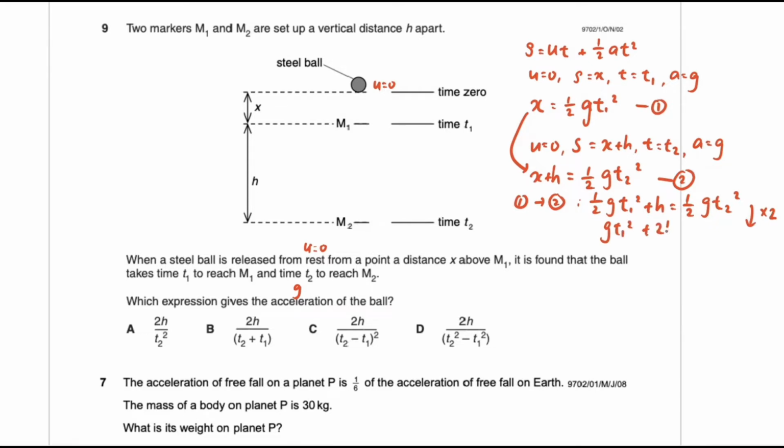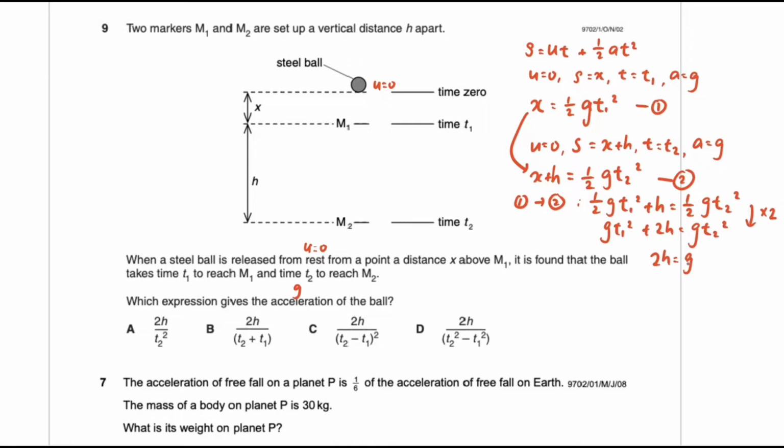GT1 square plus 2H equals GT2 square. So I want to get G in terms of the others. So I gather out the G. Let's say I put the G on the right.